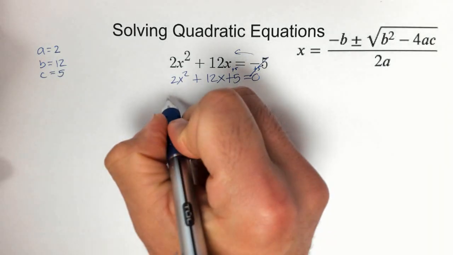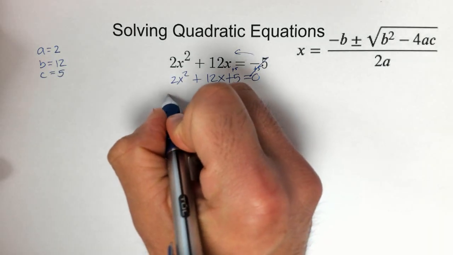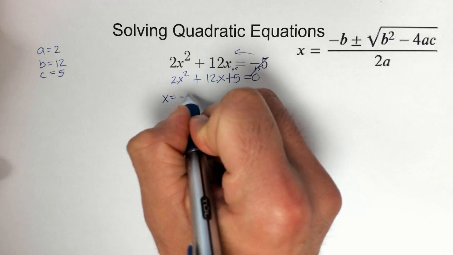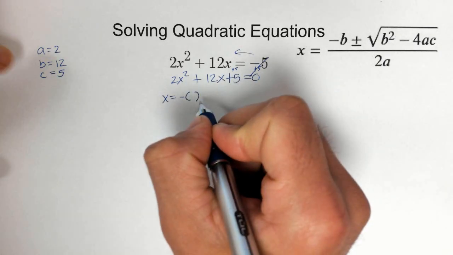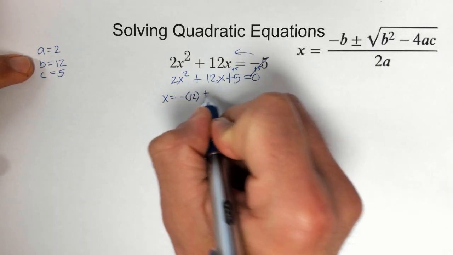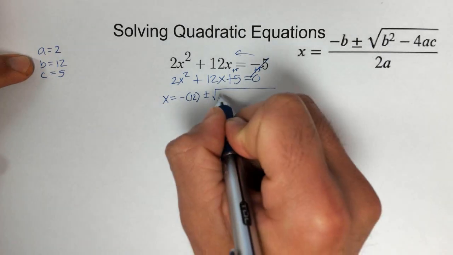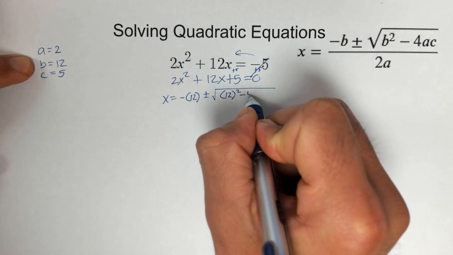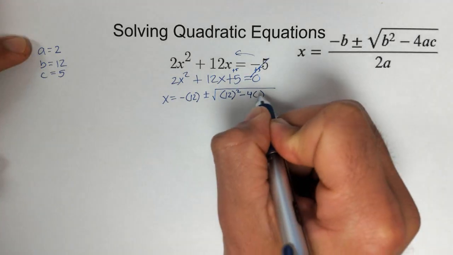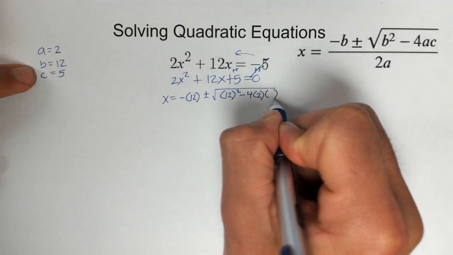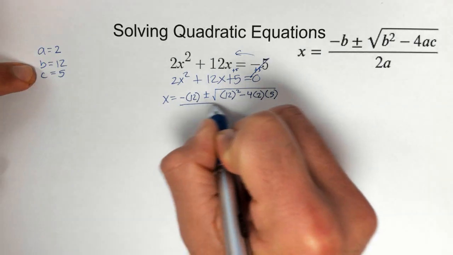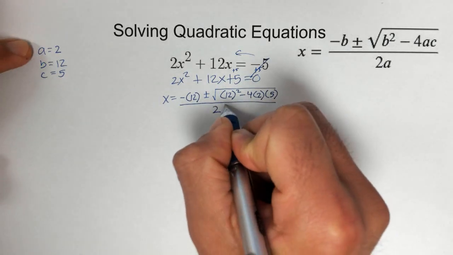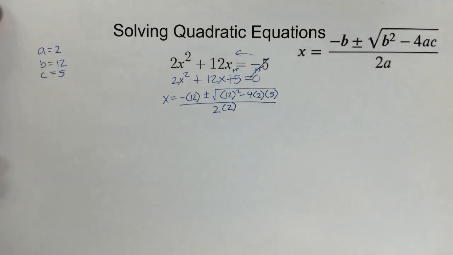So, x equals negative b, which is 12, plus or minus the square root of b squared, which is 12 squared, minus 4 times a, which is a 2, times c, which is a 5. Divide everything by 2 times a, which is a 2. Once I plug in the numbers, I can do some simplification, right?